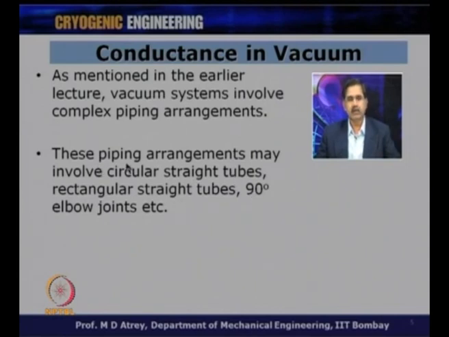So, in order to calculate the conductances for such a mechanism, because I have a vacuum pump, I have a system to be vacuumed, and in between I will have some piping arrangements, all right. So, the vacuum pump cannot directly go and sit on the system. The vacuum pump is going to be away from the system to be vacuumed, and therefore, these piping arrangements effectively will determine what is the conductance which is responsible for the pumping speed of the particular system.